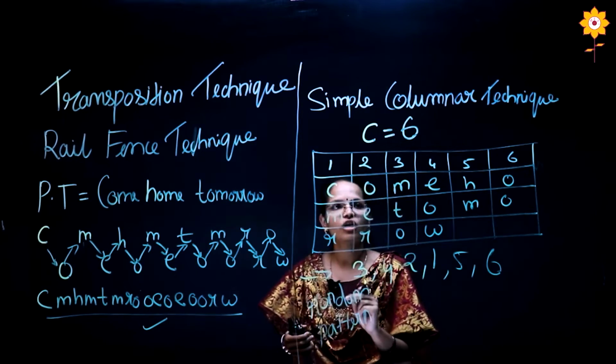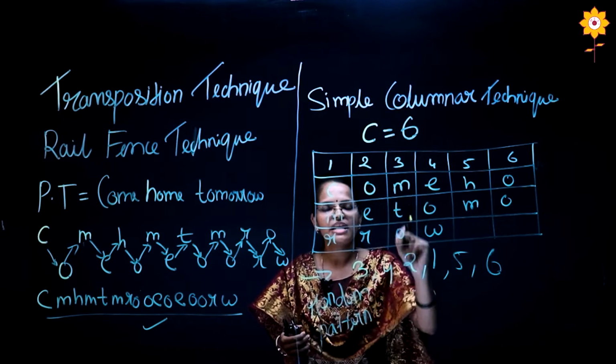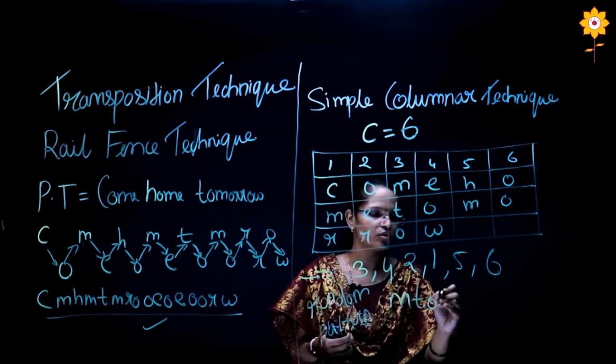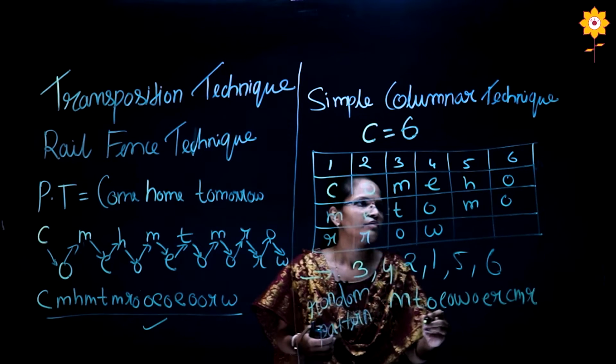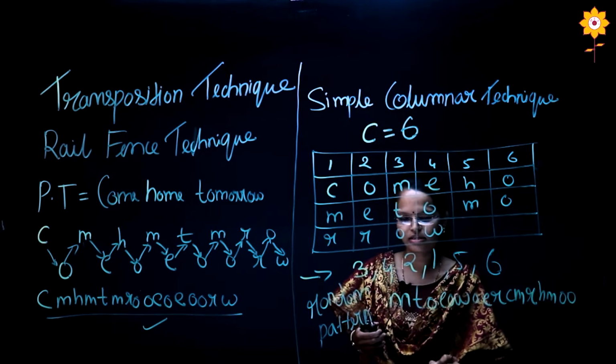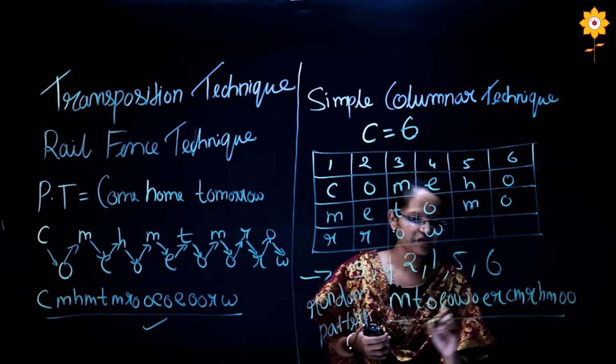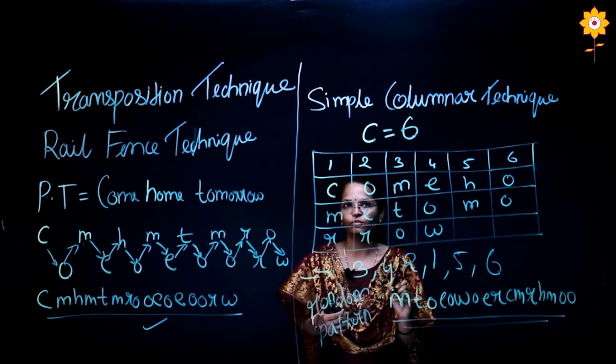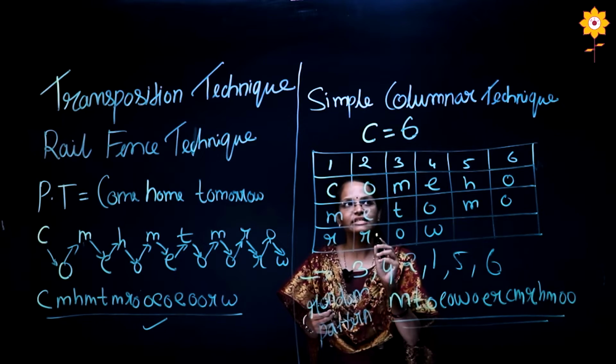Our first column is 3, so we will read all the elements present in column 3. Next 4, then 2, 1, 5 and then 6. Thus this is the cipher text that is produced from the plain text message come home tomorrow using simple columnar technique.